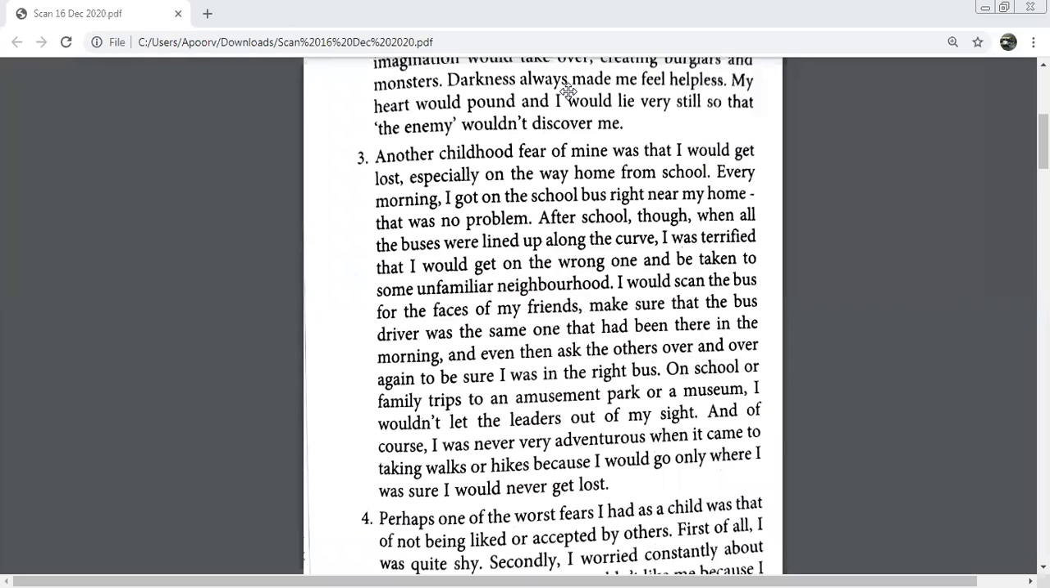Okay, good. Let's see what Sony has to say and Soumya. Come on. Ma'am, heading is mesophobia. Subheadings are after school. Start, beta. Always in a dilemma of being lost and going to some other place. She would also confirm from friends that she is in the right bus or not. Fourth, on school or family trips, she never let the leader out of her sight. She never went to adventurous things because she was always in a thought of getting lost.